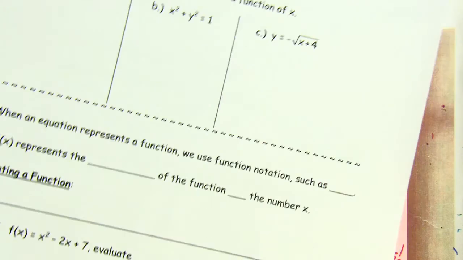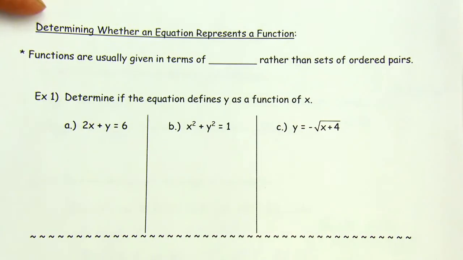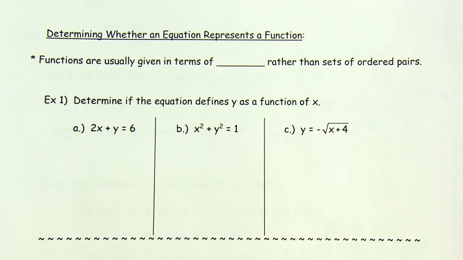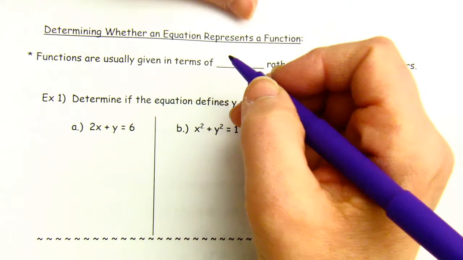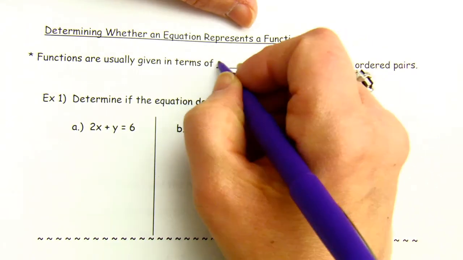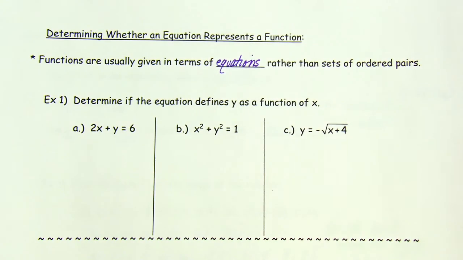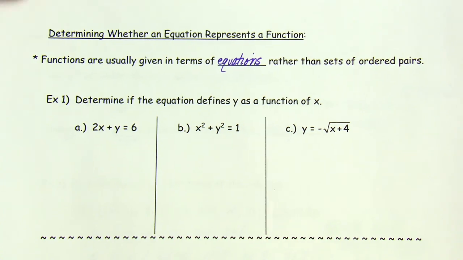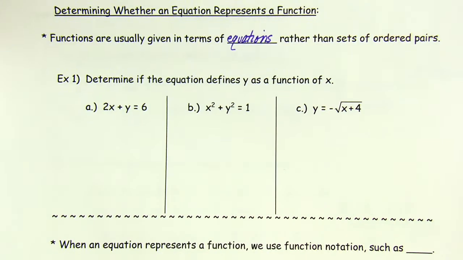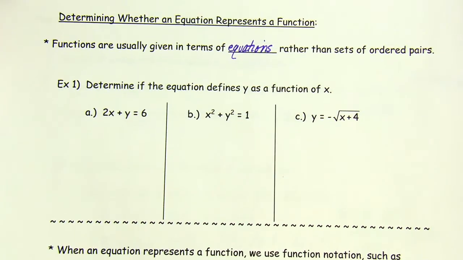Sometimes we're given the equation. All right, and this part of the section in the chapter is determining whether an equation represents a function. And functions are usually given to us in terms of equations rather than sets of ordered pairs. All right, now don't let this be difficult for you either, because it's really not that terribly difficult to determine if an equation represents a function or not.